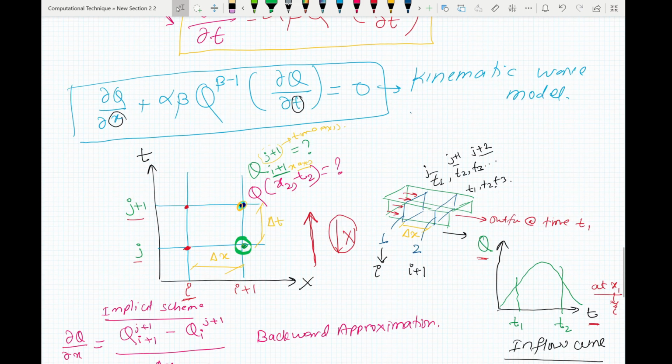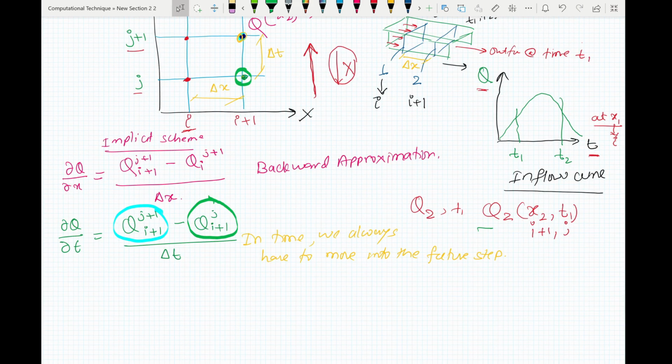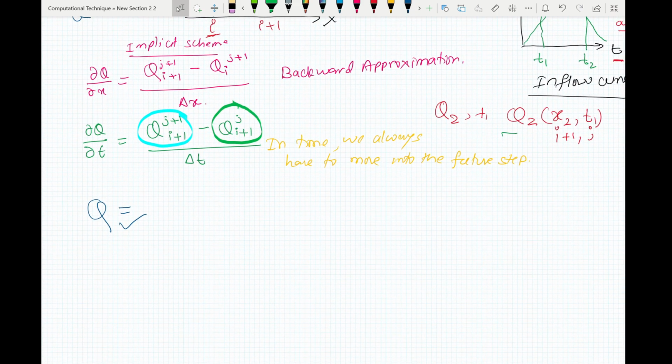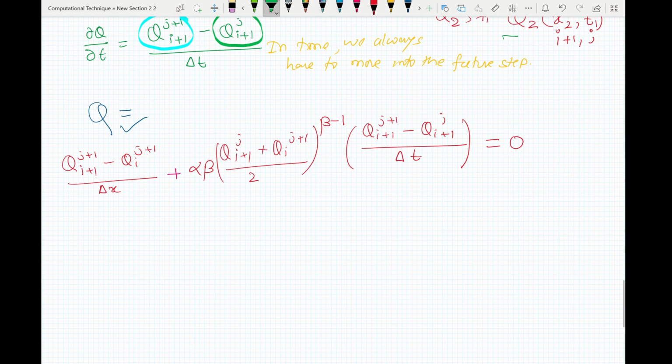Now we have found dq by dx, dq by dt, but we have to find q. Now for q, what to do is we generally take the average. For this point, let's take average along this diagonal. So what you get here is q equals to, so this will be our q. So we also have our q now. Now what I can do is substitute these values back into the main equation, this one. So you'll get the point we have to find here is this one and this one.